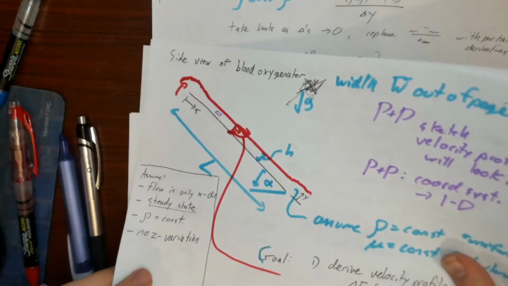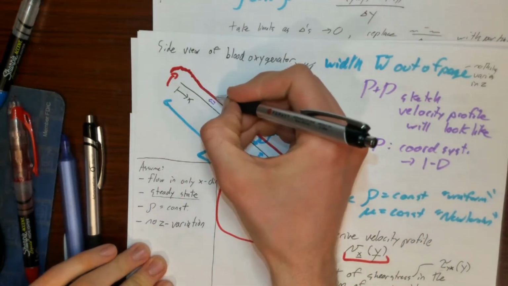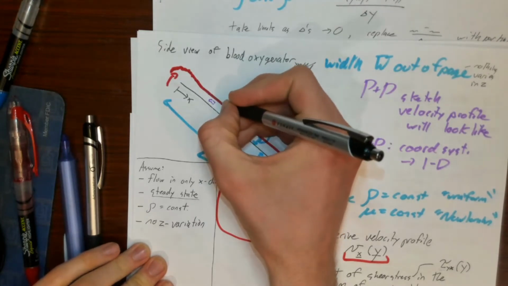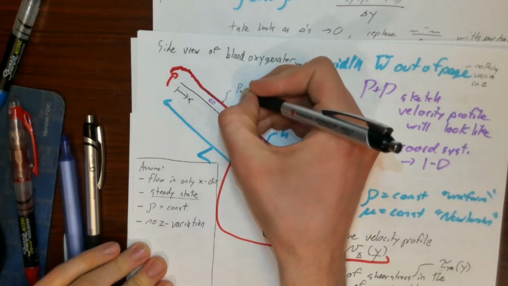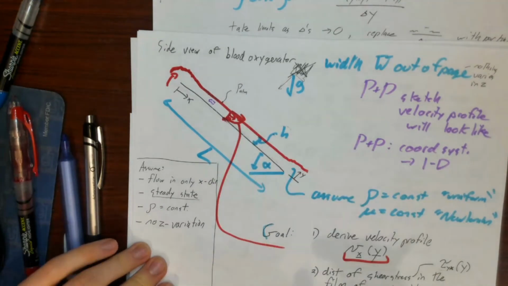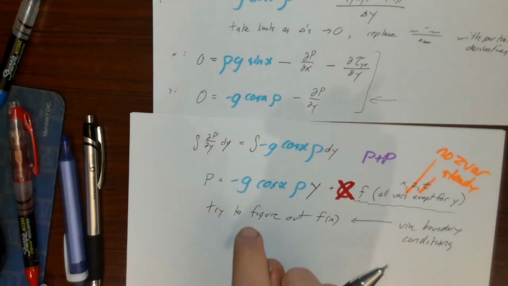So what do I mean? Parts of the flow where we know what's going on. We know what's going on right here. Right at the surface of this blood, what's the pressure right here? Well, we know it's got to be atmospheric pressure right here, right? Right at the surface, it's got to be atmospheric pressure. So this might be able to help us figure out f of x.